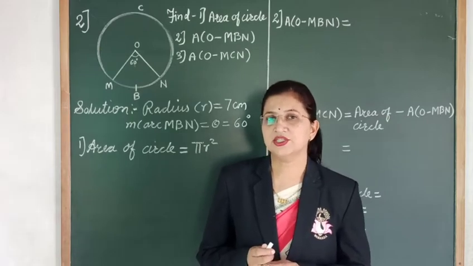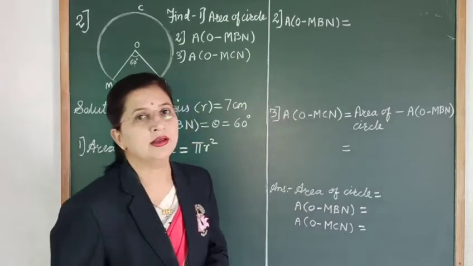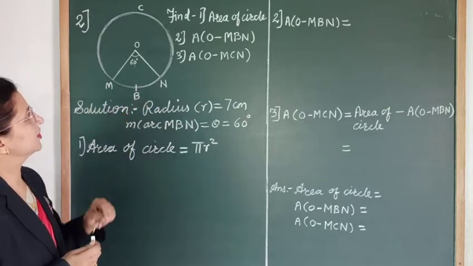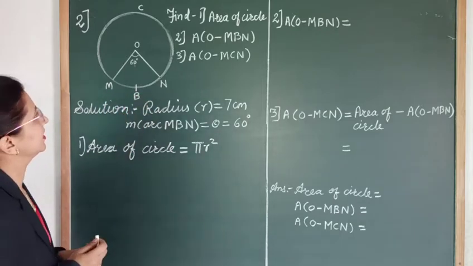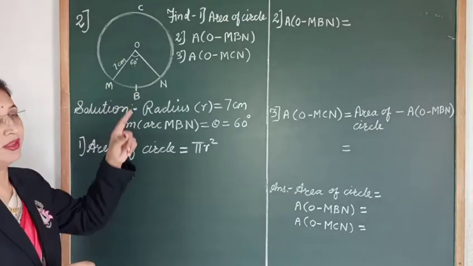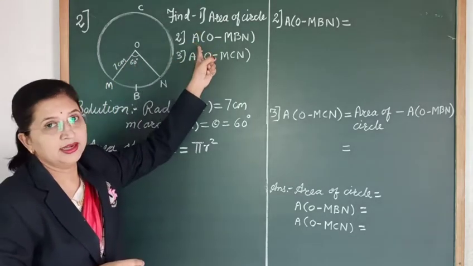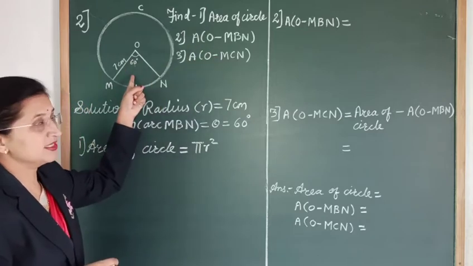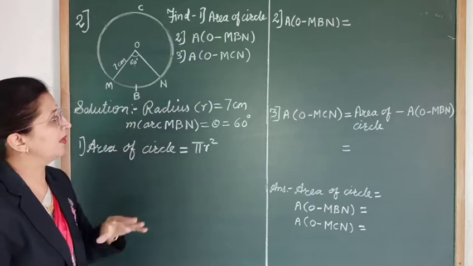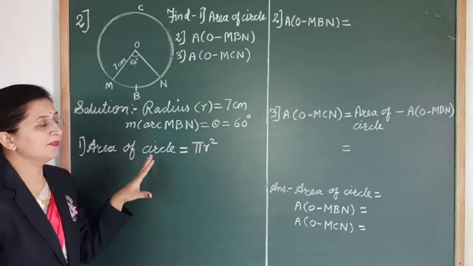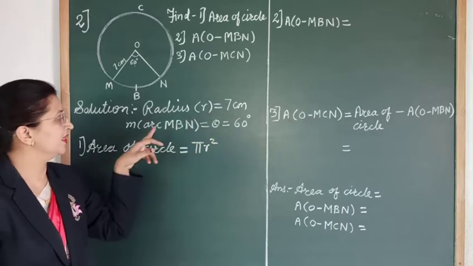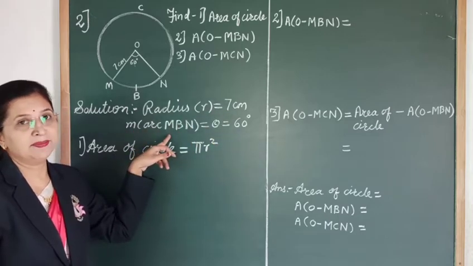Dear students, in this question we are given the measure of arc MBN, that is 60 degree, and the radius is given as 7 cm. Then we are asked to find the area of the circle, then the area of this minor sector and major sector. Okay, so let's solve one by one. Let's first find the area of the circle. The radius is given, r is equal to 7 centimeter. Measure of arc MBN.